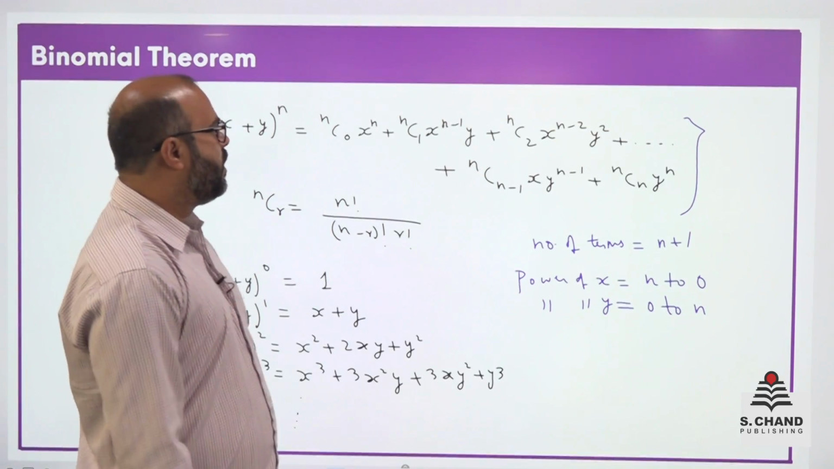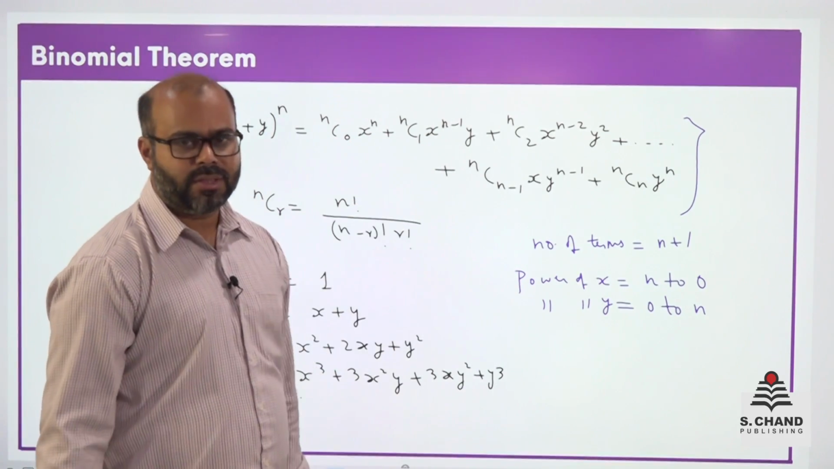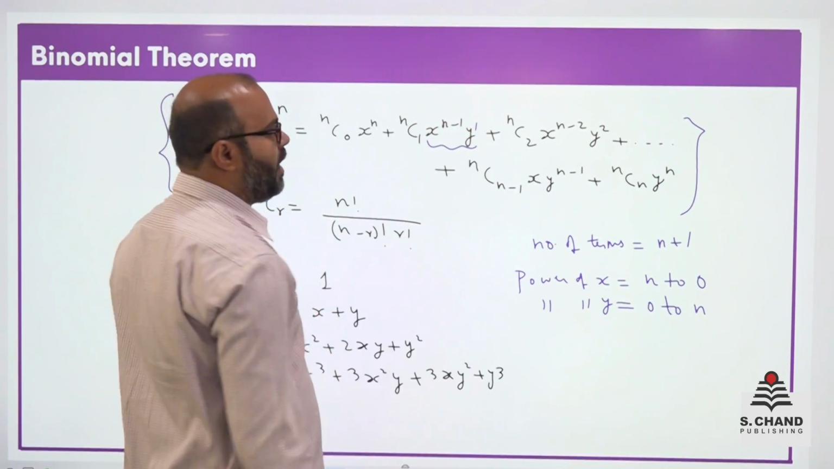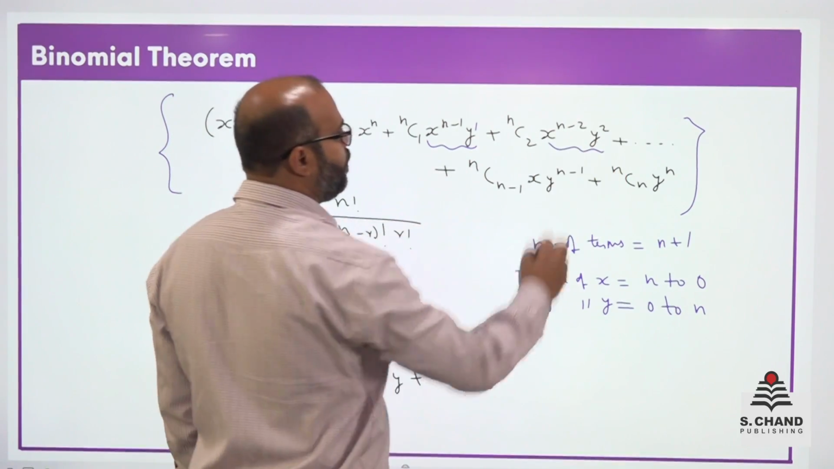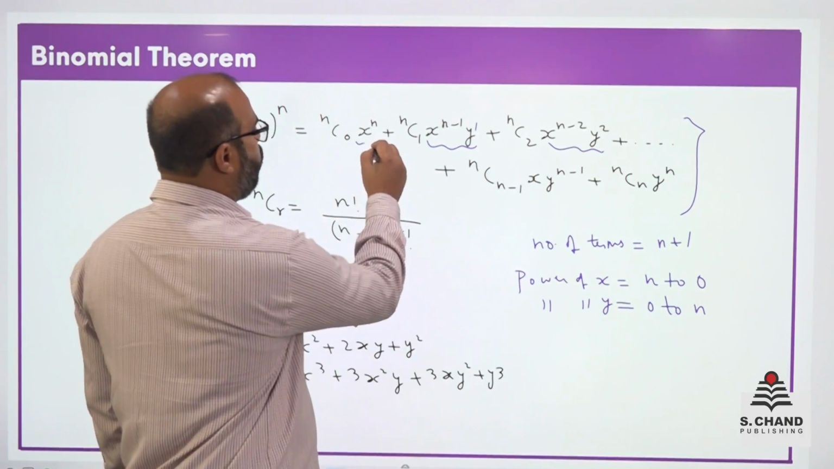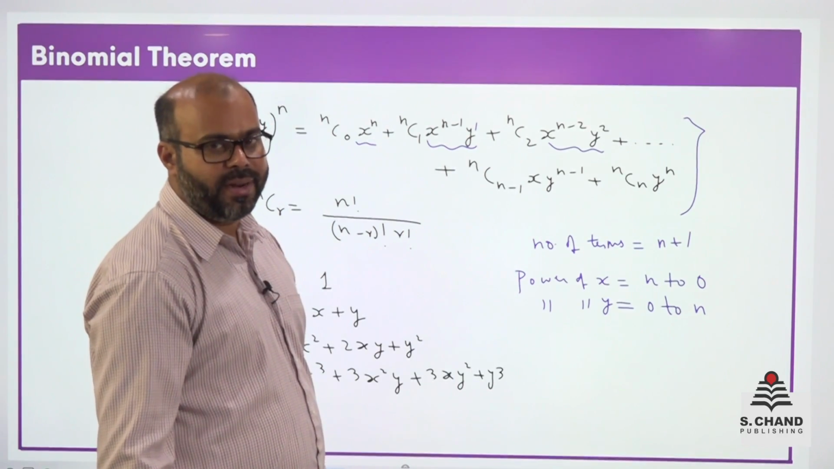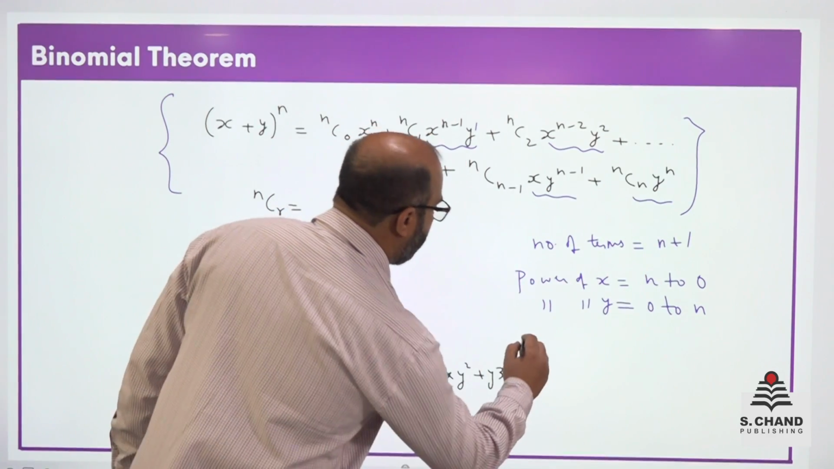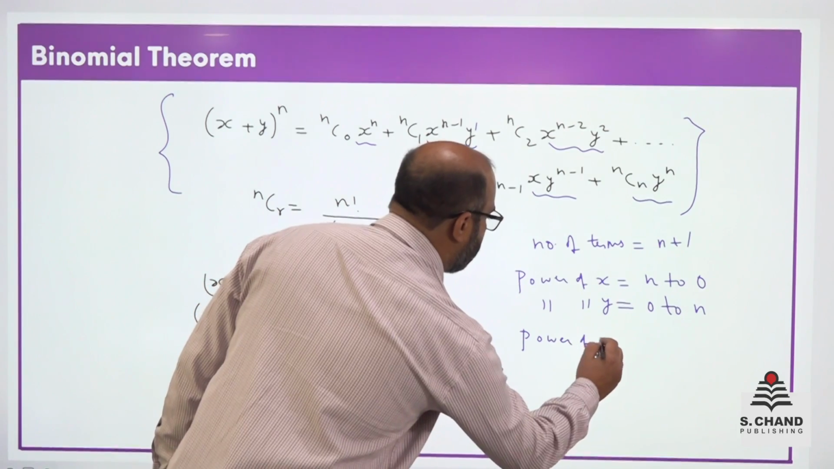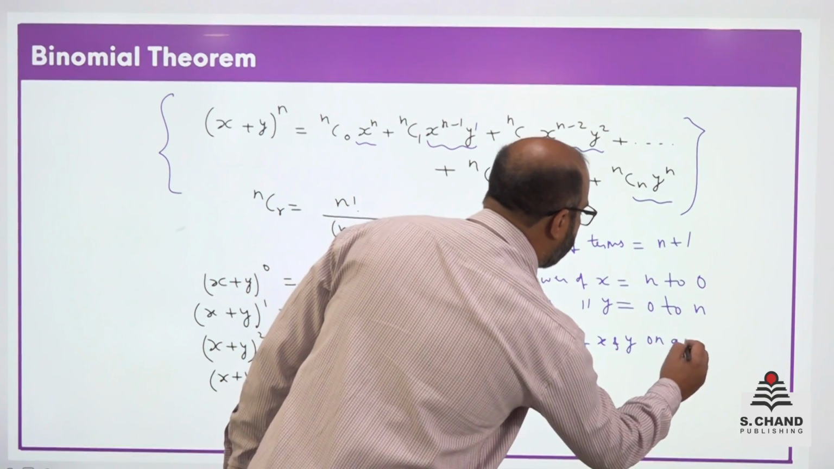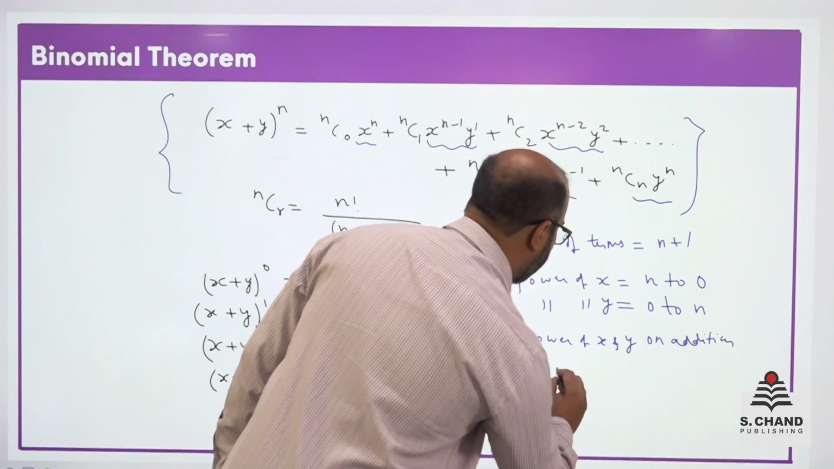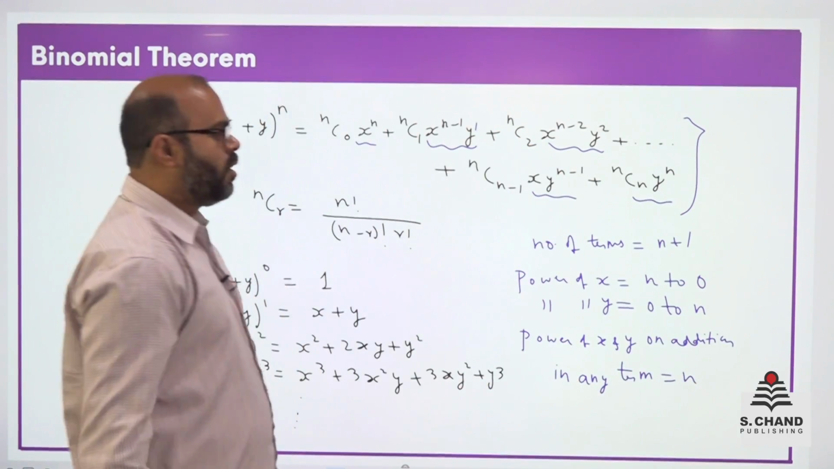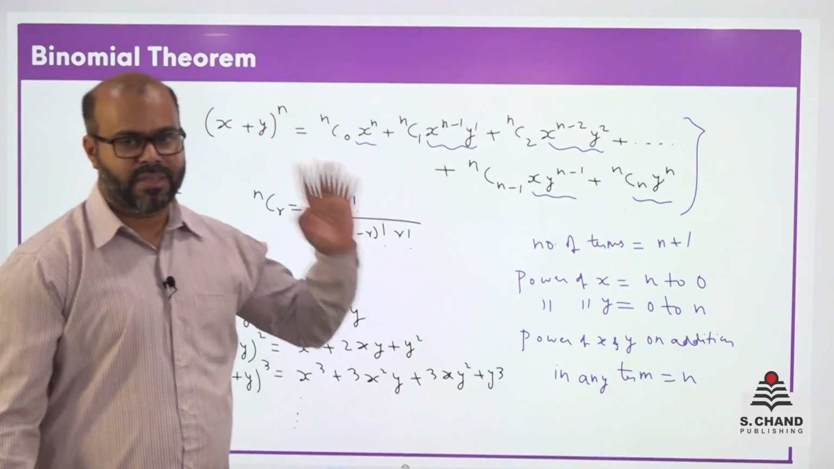And then what else can we observe? We can observe that the powers of the variables, when added, give n. Here when you add the powers of x and y, it is n. Here also, y to the power 0 and x to the power n, when the powers are added, it is n. Similarly here. So the powers of x and y on addition in any term are equal to n. So the index n remains as it is in each and every term.